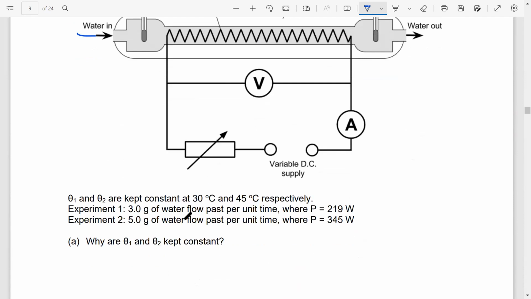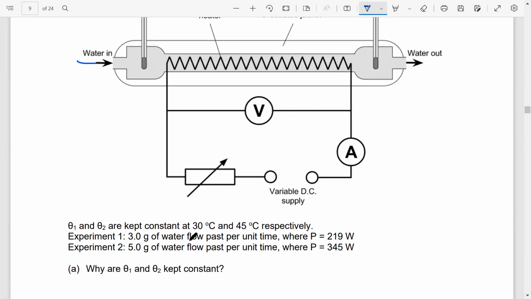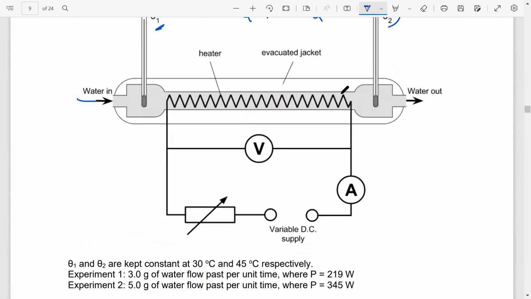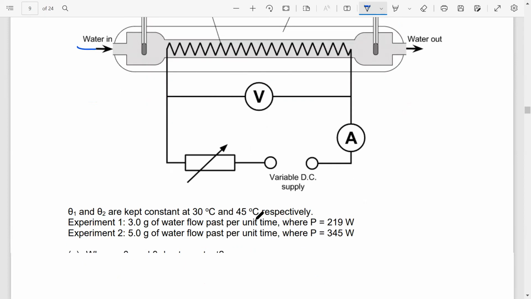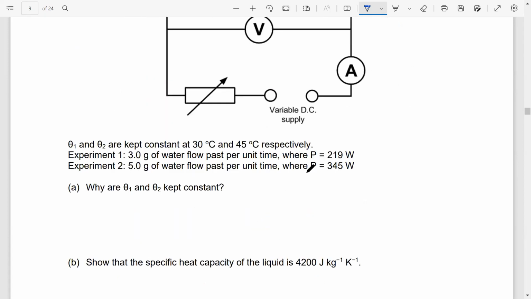So you do two experiments, where in the first one, 3 grams of water flow past per unit time, or per second, when the power is 219. And 5 grams flow past when it's 345. You can see that we change the flow rate such that the ending temperature, in this case, is still 45 degrees. 30 degrees at the start, 45 degrees at the end. It has to be kept constant here.